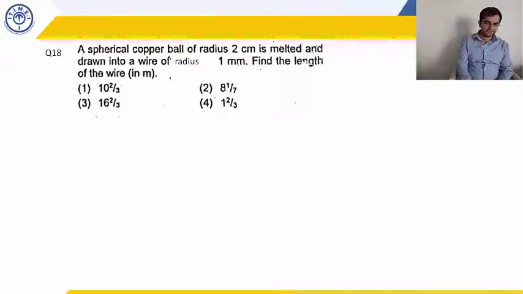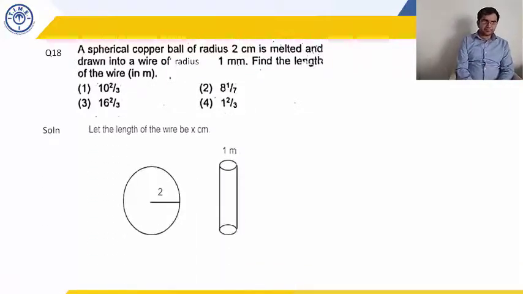Okay, let's solve. So can I say that the volume of the ball will be equal to the volume of the wire? But what is a wire? Just imagine any wire. It's going to be a cylinder. So the volume of the sphere is going to be equal to the volume of the cylinder. Let me show you with a diagram. Let the length of the wire be x centimeters. This is supposed to be 1 millimeter. The wire is a cylinder of radius 1 millimeter, and the spherical ball is of radius 2 centimeters. So the volume of the sphere should be equal to the volume of the wire.